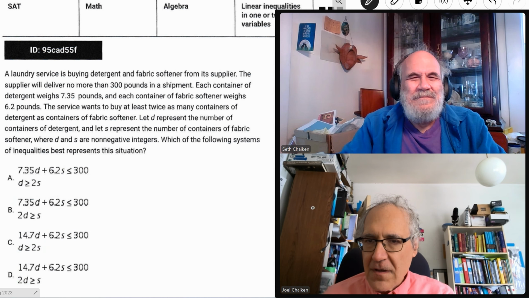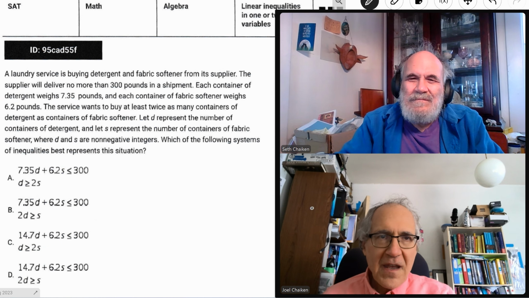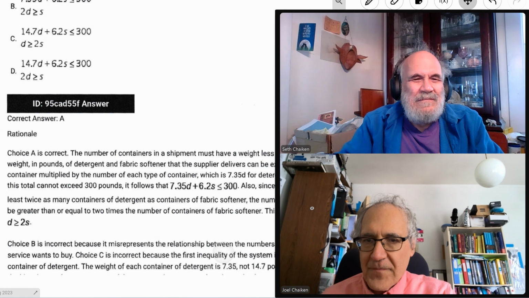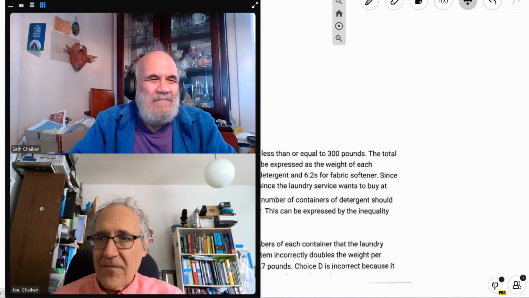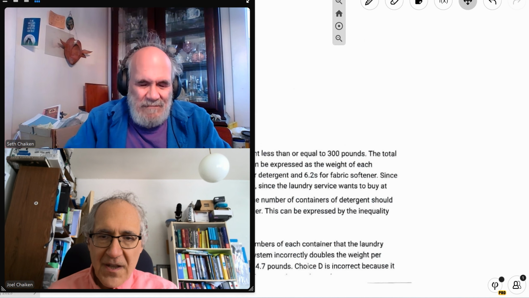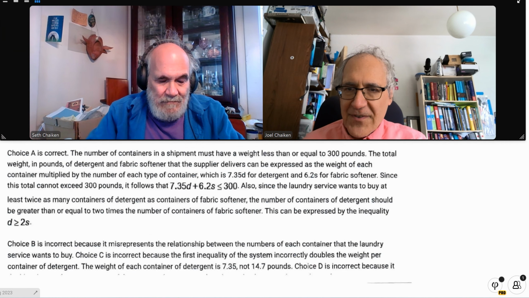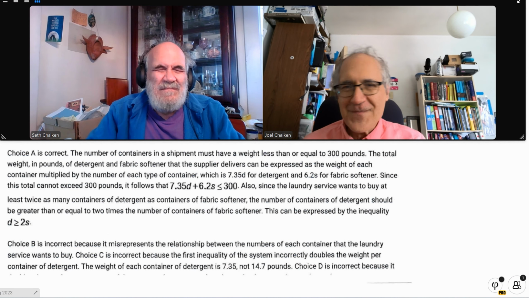Clear all drawings, and let us see how they do this. Oh, it was A. Okay. So now we're going to have to move ourselves around, because we can't read the answer otherwise. Okay, choice A is correct. The number of containers in a shipment must have a weight less than or equal to 300. See, they did the easier one first, Seth. So they could just read it. They did the easier one first.